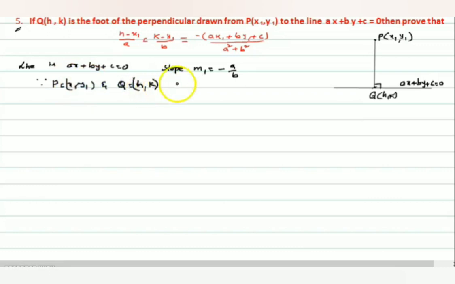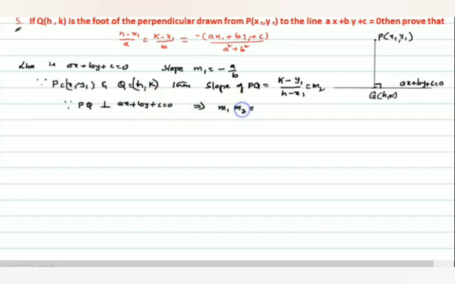Then what is the slope of PQ? It is (y2 minus y1) by (x2 minus x1), so (k minus y1) by (h minus x1). I consider this as m2. Since PQ is perpendicular to ax plus by plus c is equal to 0, this implies m1 into m2 is equal to minus 1.